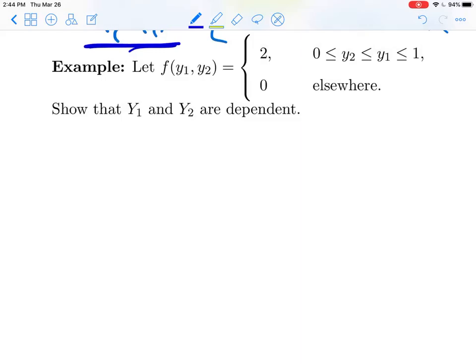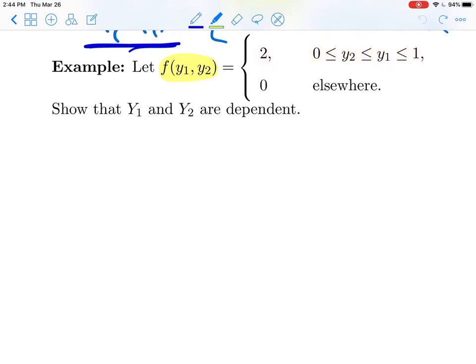Here we're going to take a look at another example of a joint density function, and we are going to prove this time that our two random variables are not independent but are in fact dependent. We have some weird things happening here, so namely this joint density function is equal to 2 only when our values of y2 are less than or equal to y1 is less than or equal to 1. Also, the value of y2 has to be greater than or equal to 0. And so that's going to have an impact on how we go about calculating the marginal density functions.